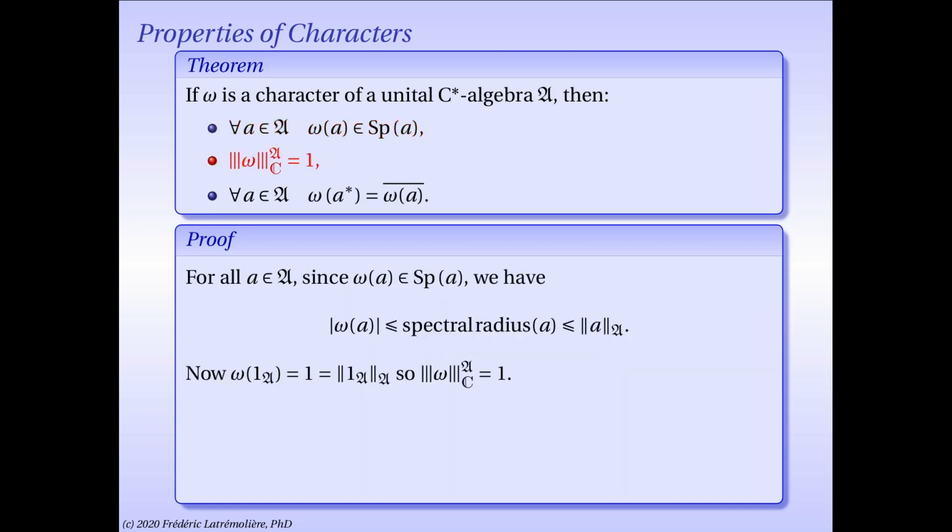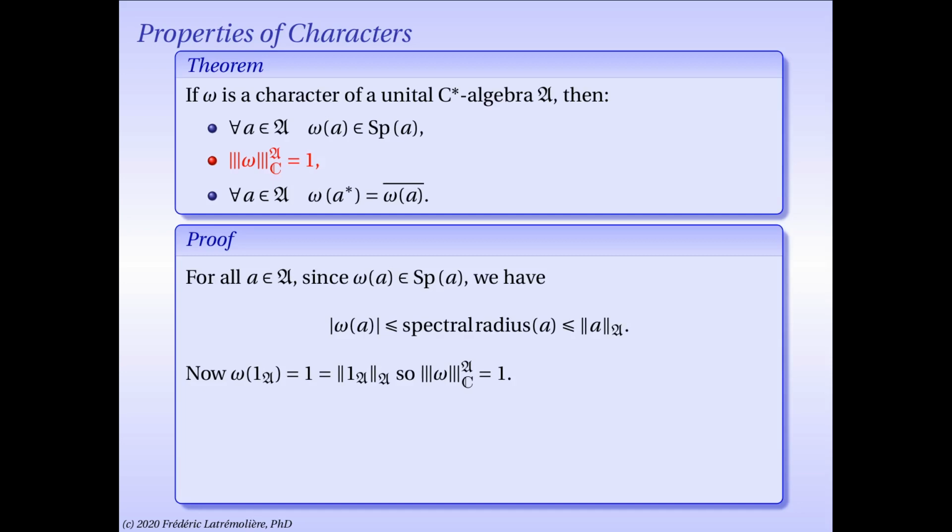Now, the second observation, which follows immediately now, is that if you pick again an A in your C-algebra, since we know that omega of A is in the spectrum of A, then we must have that the modulus of omega of A is less or equal than the spectral radius of A. That's the definition of the spectral radius. But the spectral radius, in turn, is less or equal than the norm of A. Therefore, we have indeed shown that certainly characters are, first of all, continuous linear functionals, and second of all, that their norm is at most 1.